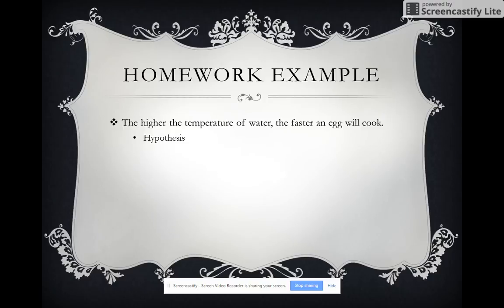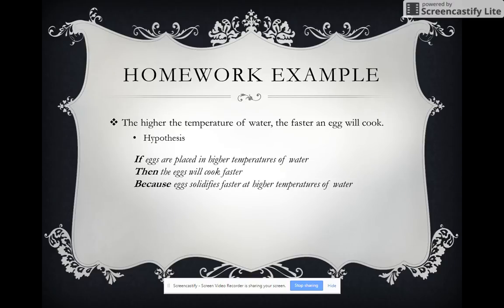Let's look at your homework example. Your very first one is a higher temperature of water, the faster an egg will cook. You have to build a hypothesis. What is this telling you in the if, then, because statement? You should have answered that if eggs are placed in higher temperatures of water, then the eggs will cook faster. And for your because, it could be anything that you can come up with because I'm not forcing you to research. I wrote because eggs solidify faster in higher temperatures of water.